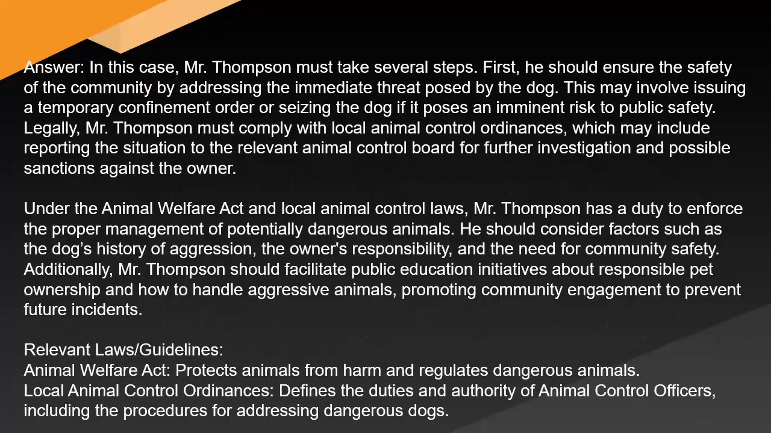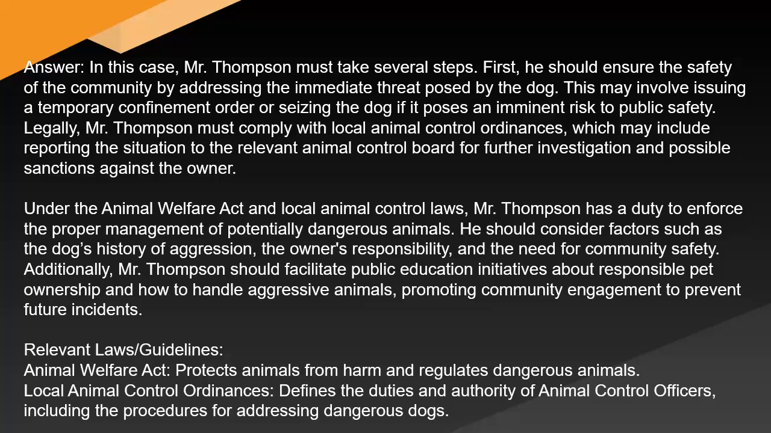Answer: in this case, Mr. Thompson must take several steps. First, he should ensure the safety of the community by addressing the immediate threat posed by the dog. This may involve issuing a temporary confinement order or seizing the dog if it poses an imminent risk to public safety. Legally, Mr. Thompson must comply with local animal control ordinances, which may include reporting the situation to the relevant animal control board for further investigation and possible sanctions against the owner.